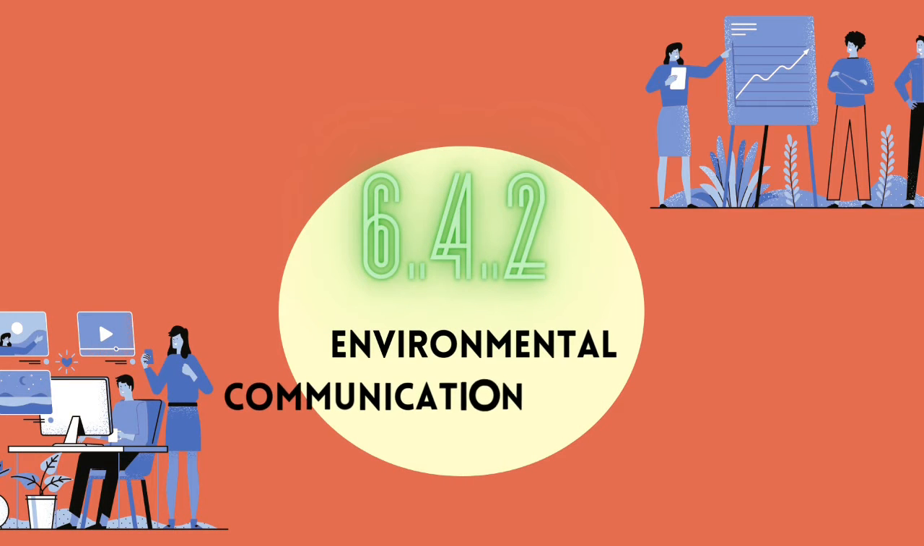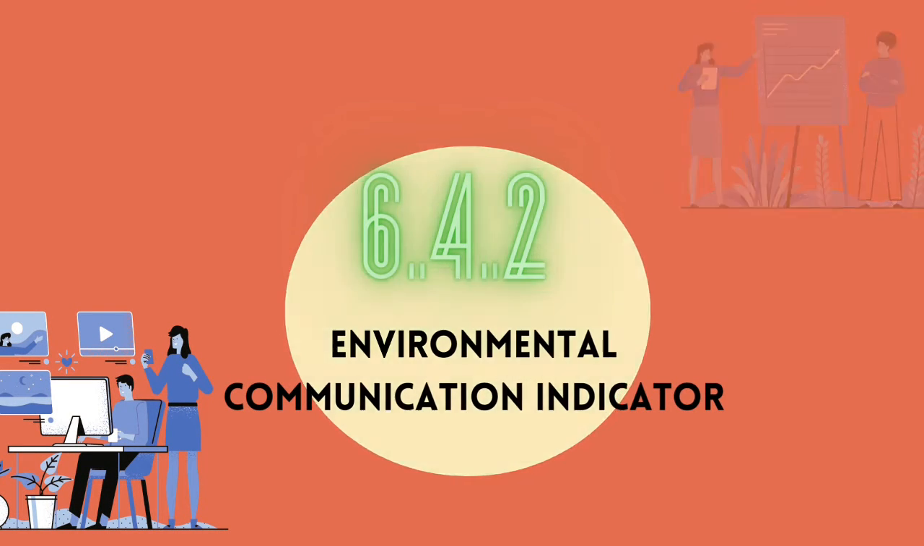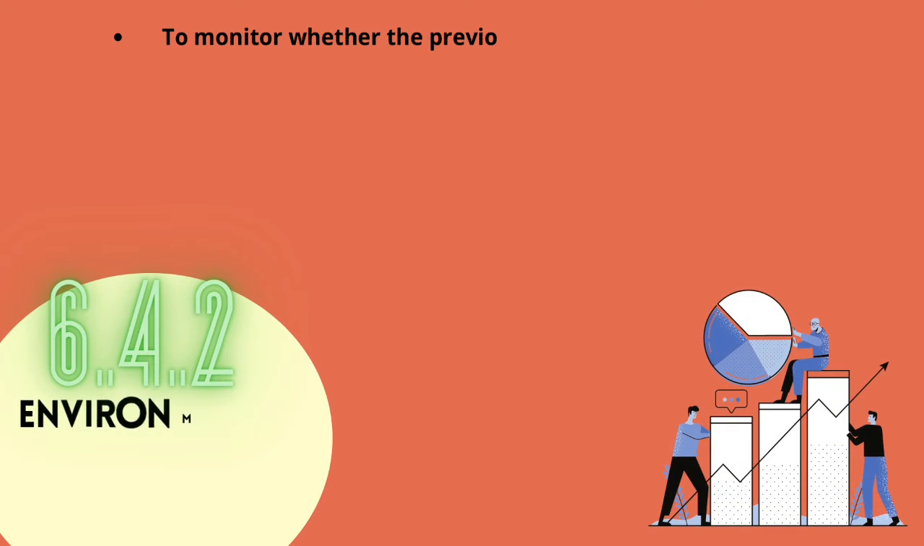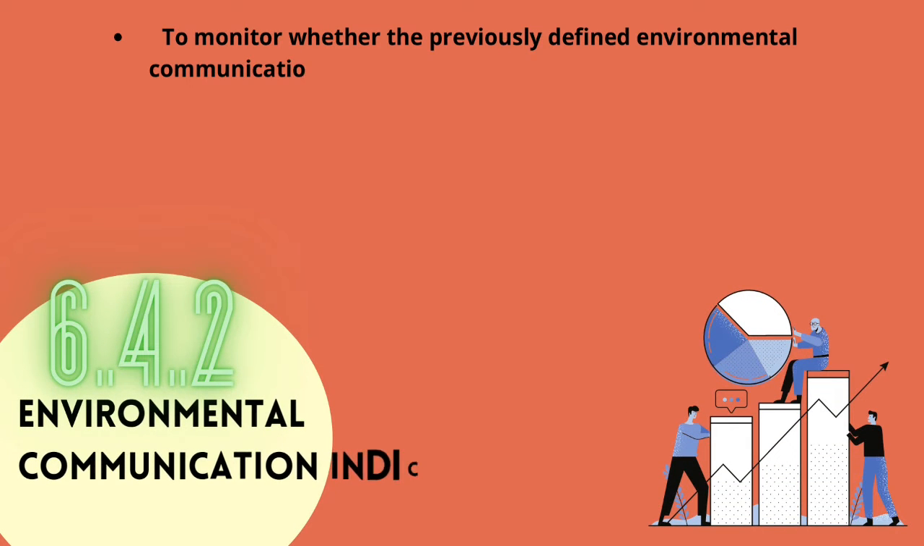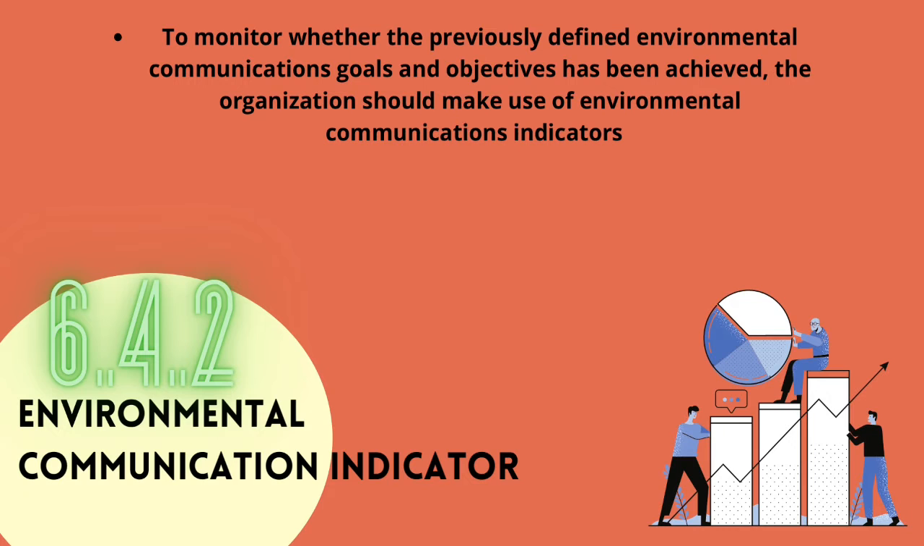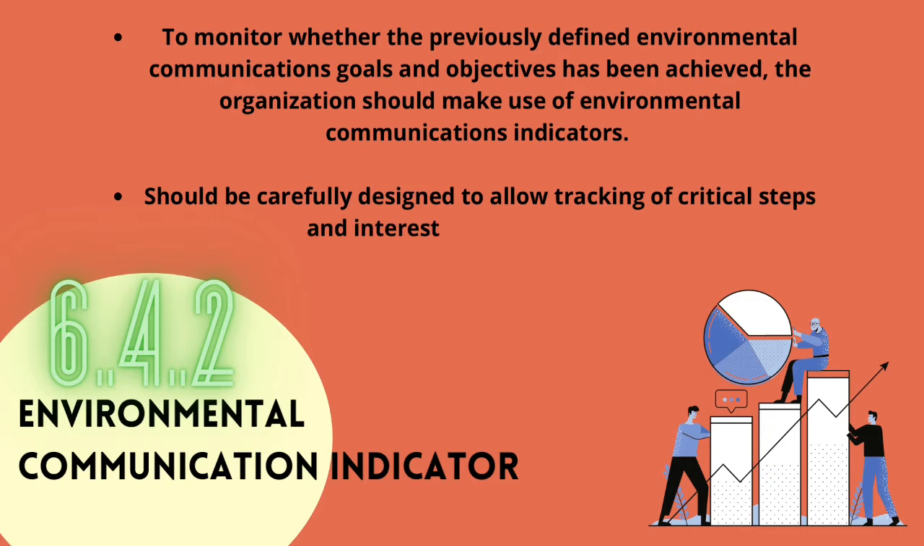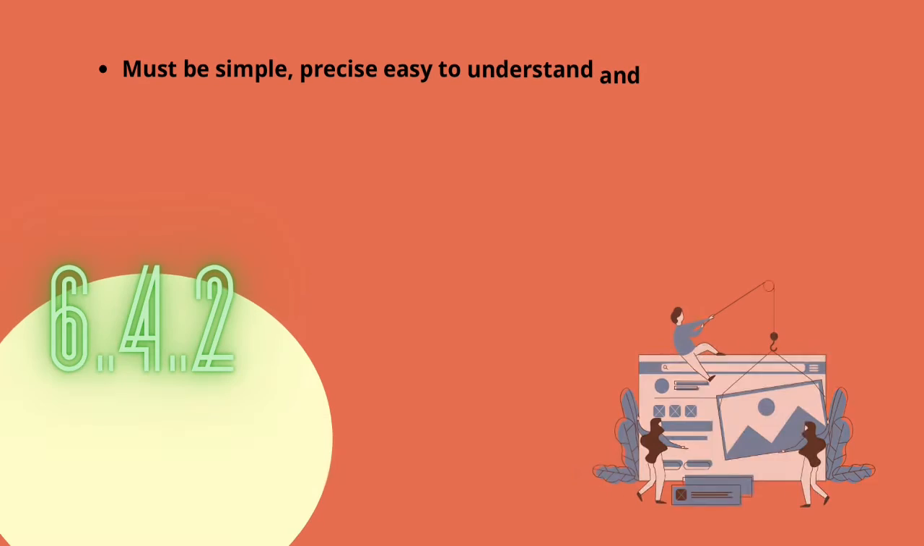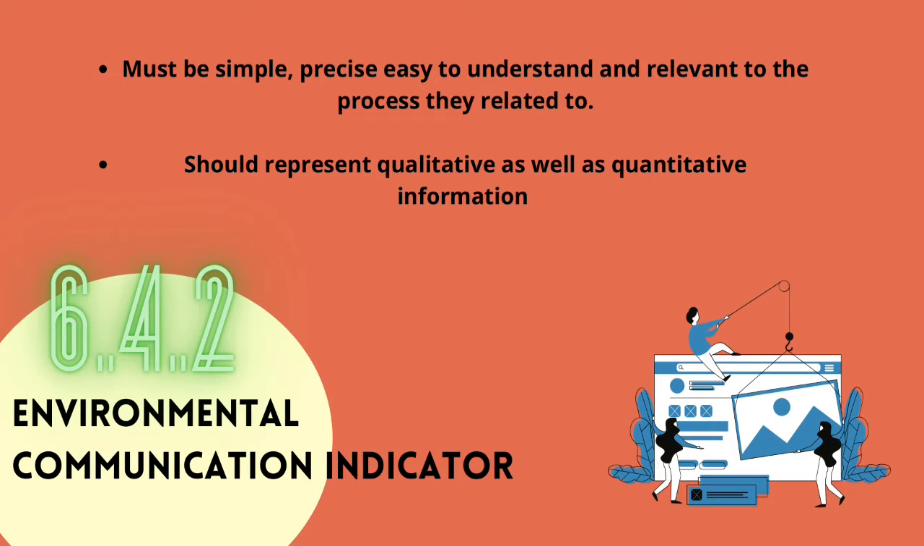Let us move to 6.4.2 regarding environmental communication indicators. What is an environmental communication indicator? The main purpose is to monitor whether the previously defined environmental communications goals and objectives have been achieved. The organization should make use of environmental communications indicators. Moreover, they should be carefully designed to allow tracking of critical steps and interests. Environmental communication indicators must be simple, precise, easy to understand, and relevant to the process they are related to. They should also represent qualitative as well as quantitative information.